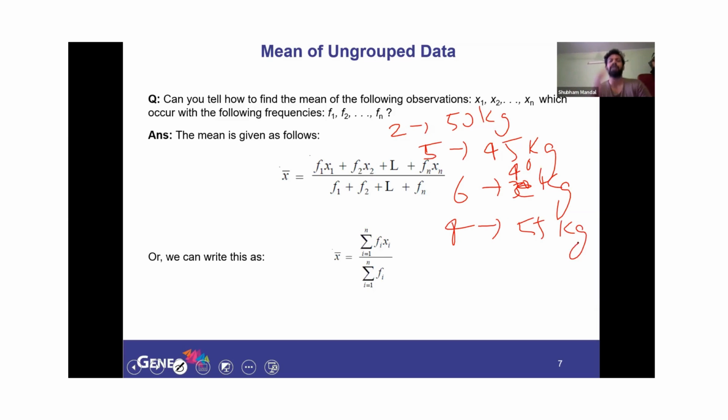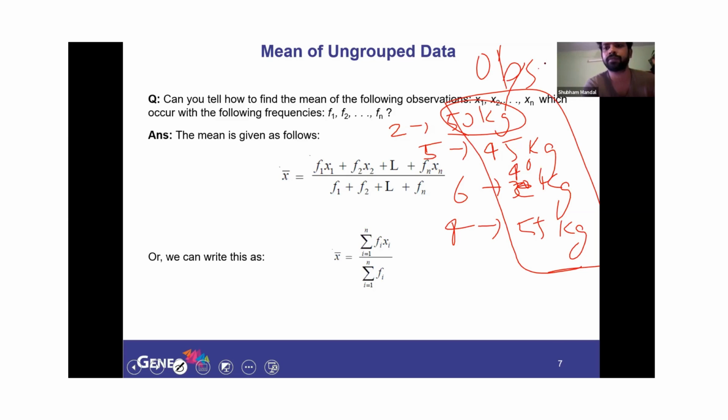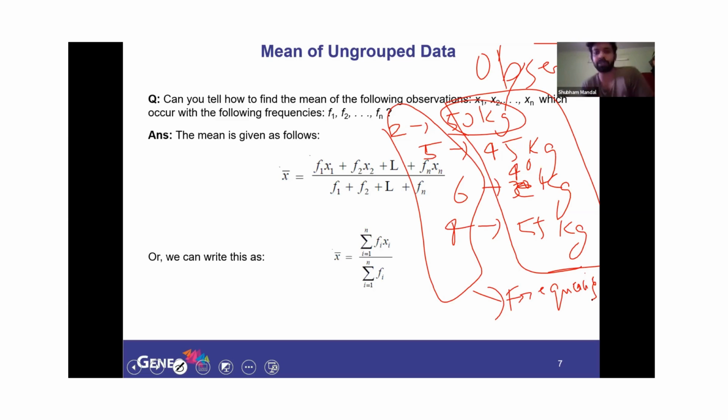Now, what will be the mean of the weights of these students? The mean will be, see, 50 kg is the observation. These are all my observations. These are all the frequencies. Frequency means number of times, and observations are all events, events which you observe. Now 50 kg is occurring 2 times.